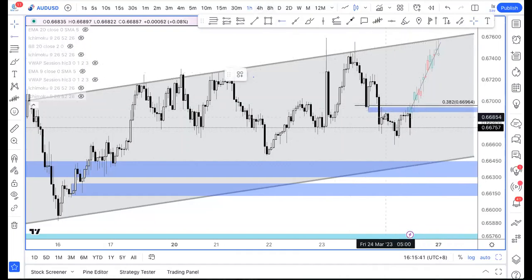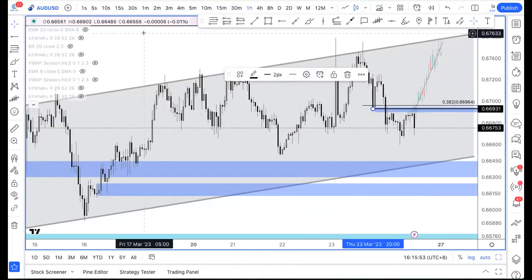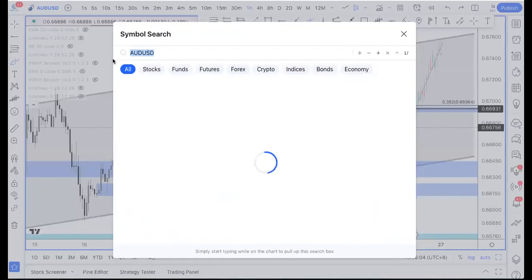So this current level stands at around 0.670. So this is the zone. This is for Aussie dollar. You can see that when the dollar index pushes up, we have this candle over here, and we saw that retracement, that move down. So that's on Aussie dollar.